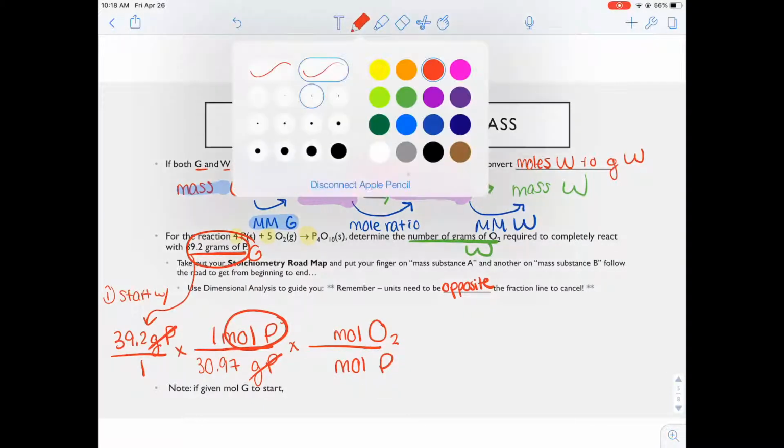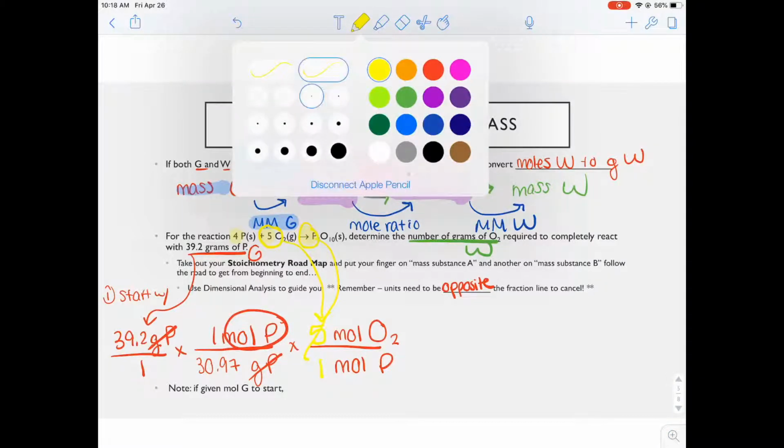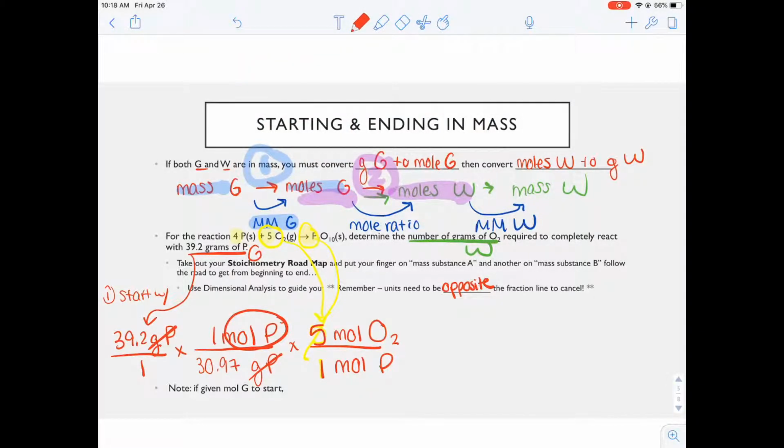Then we need to take our coefficients and connect them. 5 moles of oxygen, imaginary 1 mole of phosphorus. All right. That ratio is always wanted over given. Always. Here's our wanted. Here's our given. Okay. Now, moles of phosphorus will cancel out. And we need to now bring this moles of oxygen down here so it can cancel out.